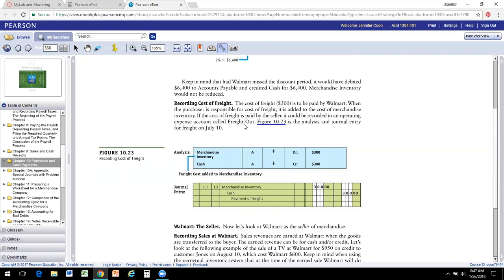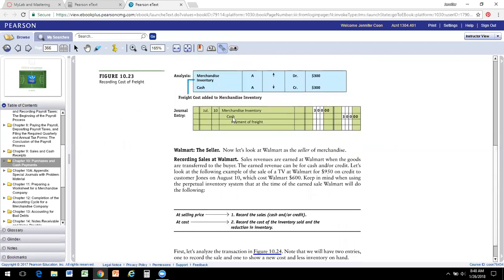They're going to call it freight out. Ugh, okay. I'm not a fan of that, but that's what this book wants you to do. So that's what they're going to have you do on homework. If the freight is paid by the seller, it could be recorded as an operating expense on the seller. If it's paid by the buyer, it's going to be added to the merchandise inventory. So that's what they're showing you here. It's added to your inventory.